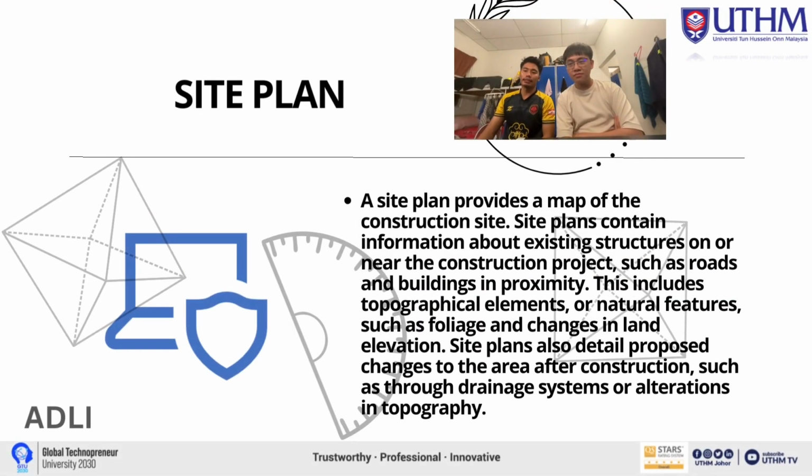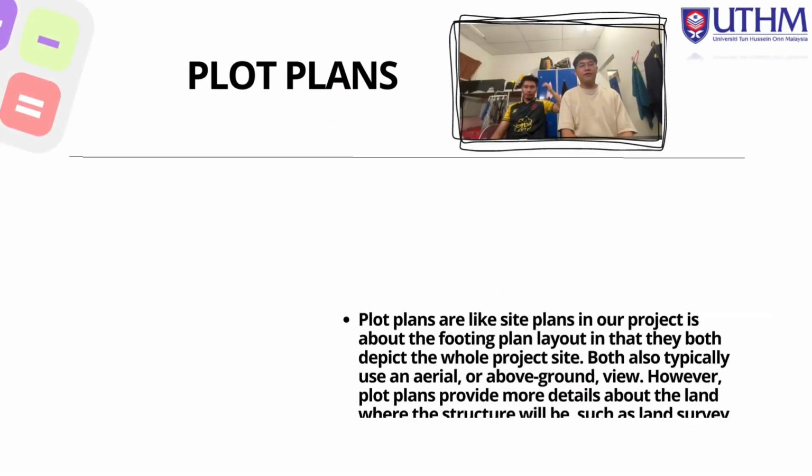Okay, next is the site plan. The site plan provides a map of the construction site, and contains information about existing structures on or near the construction project, such as roads and buildings in the proximity. This includes the topographical elements or natural features such as foliage and changes in land elevation. Site plans also detail proposed changes to the area after construction, such as through a drainage system or alteration in topography.